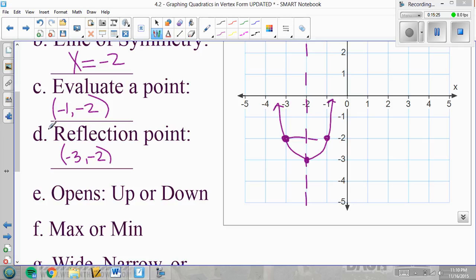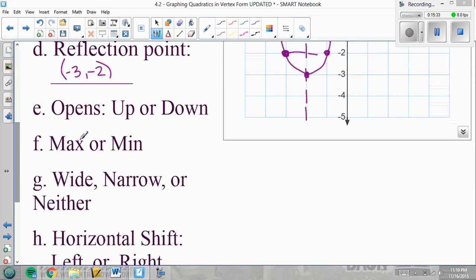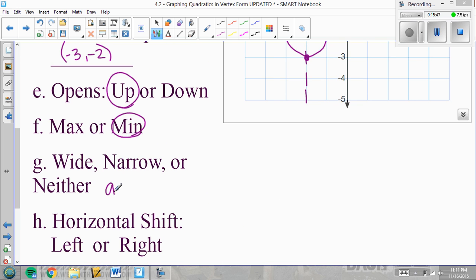Okay, looking at my graph, or even looking at A, since you don't have a number in front, remember that's a positive 1. We know that opens up, which means this would be a minimum. And to determine if it's wide, narrow, or neither, that number in front, that 1, tells me if A is equal to 1, it is neither.